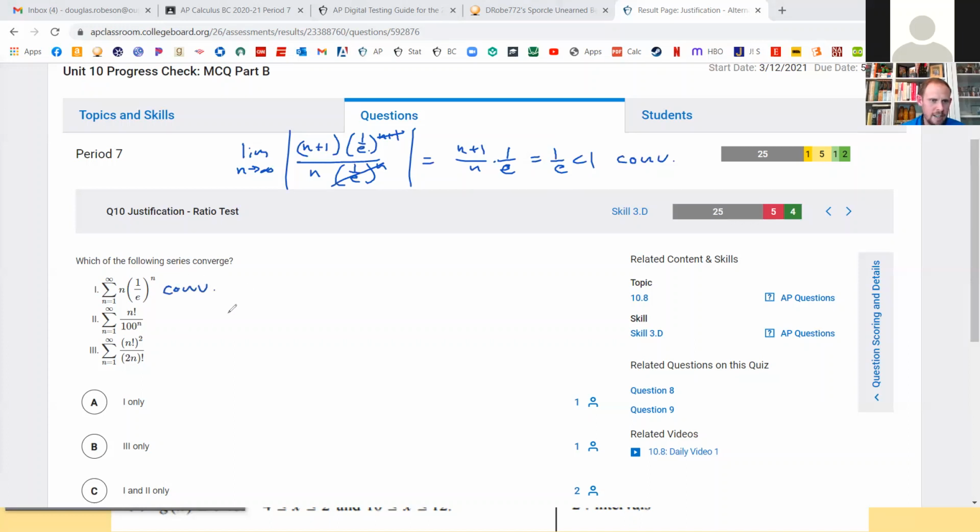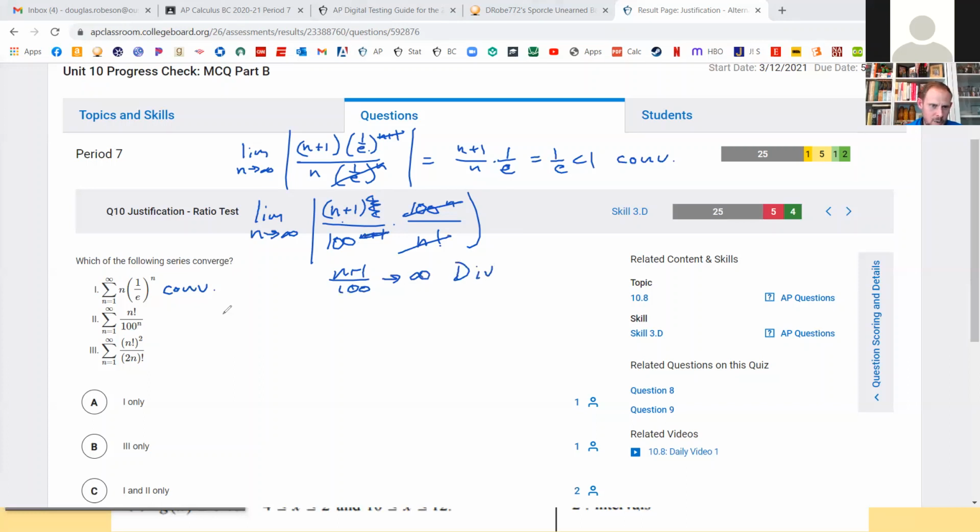Good to know. The second guy here, let's try that one. Limit as n goes to infinity of n plus 1 factorial over 100 to the n plus 1, times, and we flip it over. Remember, we divide, so we flip it over. 100 to the n over n factorial. That's going to cancel out mostly. We're left with n plus 1, and we're left with one of these 100s. So n plus 1 over 100 goes to infinity, which is bigger than 1. So the second guy here diverges.